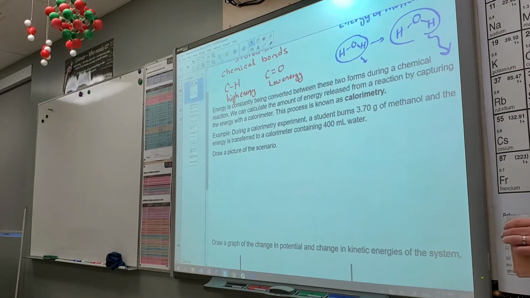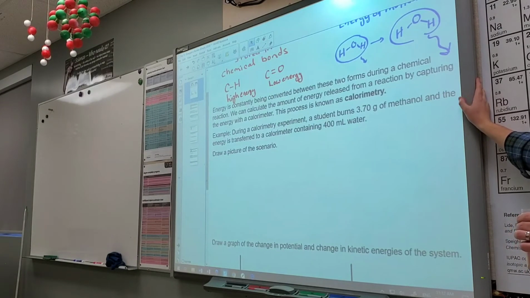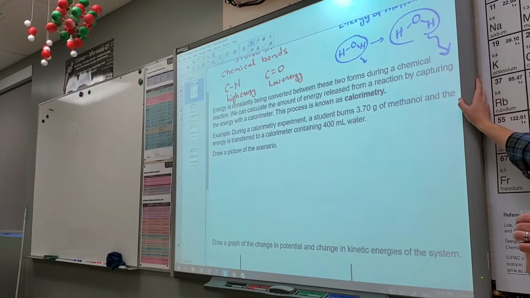We can calculate the amount of energy released by capturing the energy with a calorimeter. This process is called calorimetry. During a calorimetry experiment, a student burns 3.7 grams of methanol, and the energy is transferred to a calorimeter containing 400 milliliters of water. Draw a picture of the scenario.